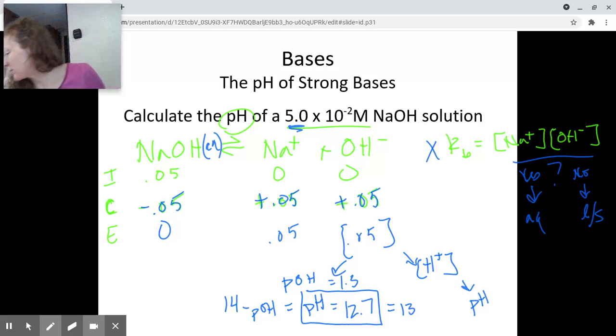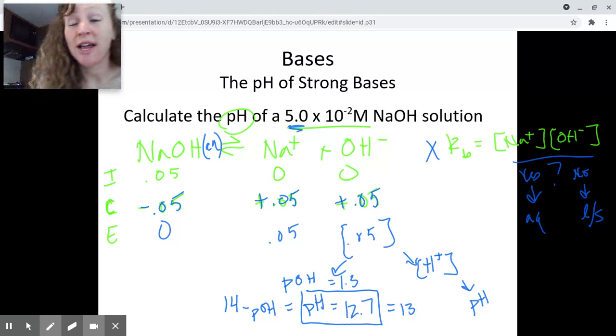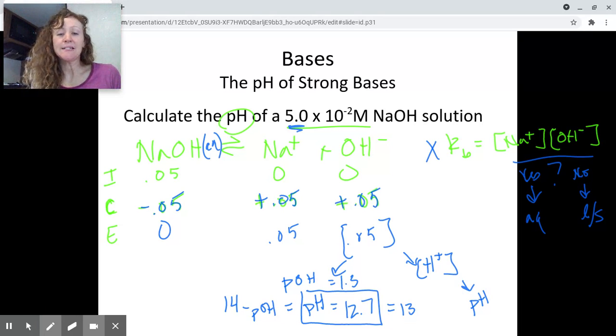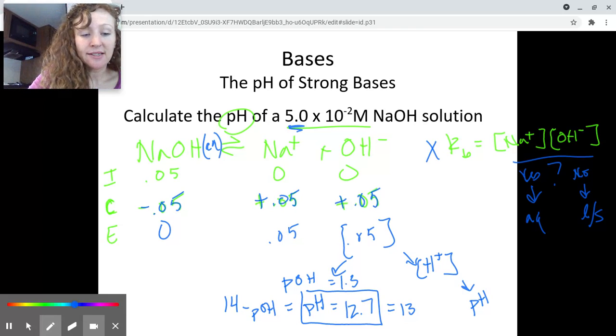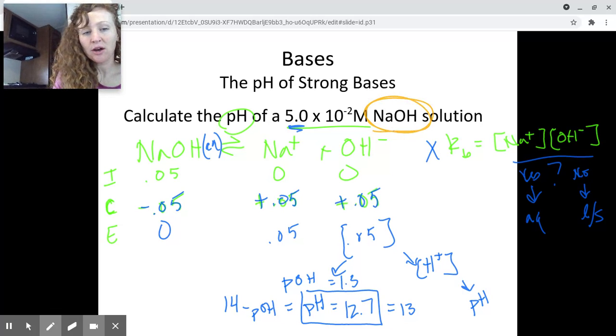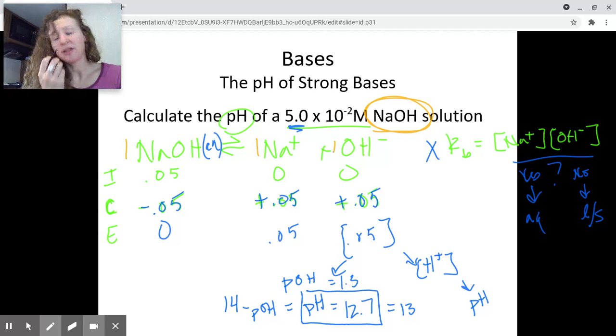Really similar process to strong acids. Notice that our base only had 1 hydroxide in it, so our ratio does come out to 1 to 1 to 1 on this one. But if we were dealing with a hydroxide of an alkaline earth metal, our stoichiometry wouldn't be 1 to 1 to 1, and we would have to take that into consideration.